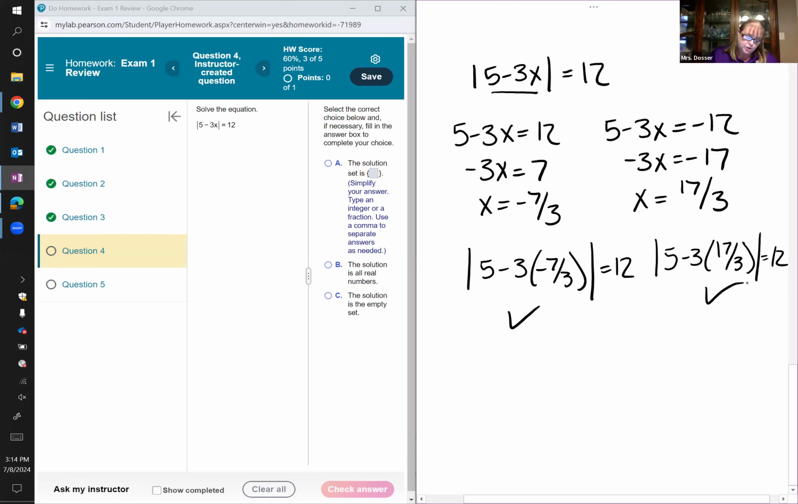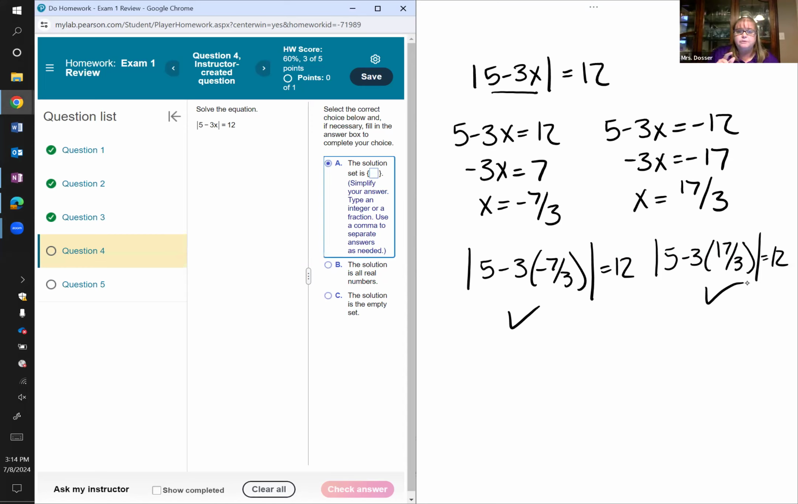And so because we have two answers over here, we can see that it's not going to be C. The solution set's not empty. We found two answers. It's not going to be B because B says all real numbers, and it's not all of them. It's just these two in particular that work. And so it's going to be answer choice A.